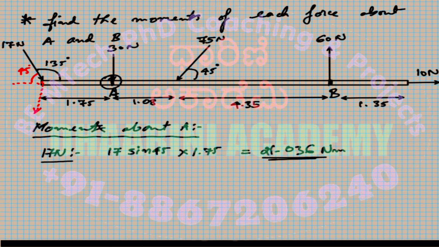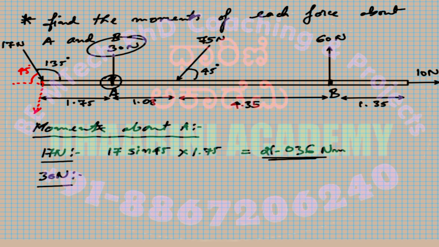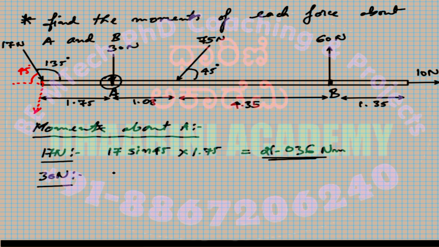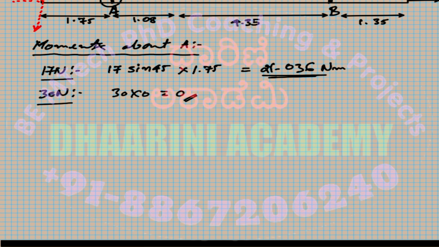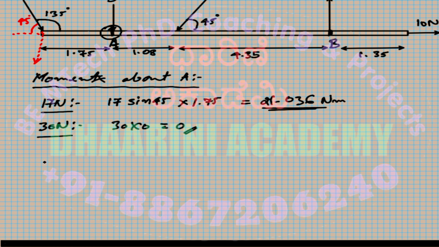So for the next answer, we are going to consider the 30 Newton force. If you look at the 30 Newton force, it is going to pass through the point A itself, right? So the shortest distance becomes equal to how much? Zero. It is passing through A. So for 30 Newton, this is 30 into 0, which is equal to 0. Then we'll move on to the next force, that is 75.